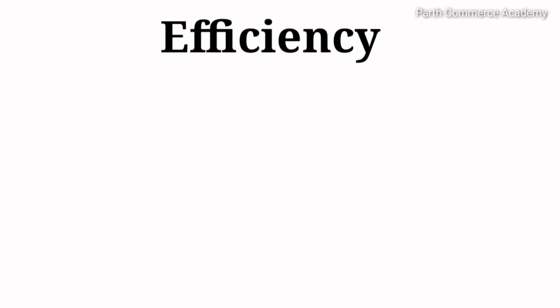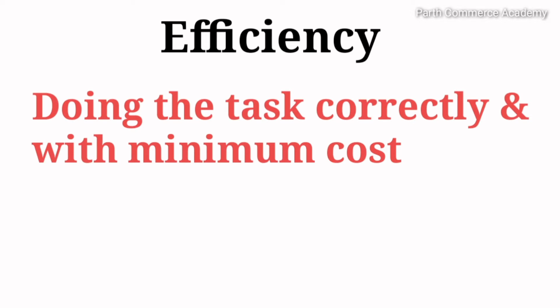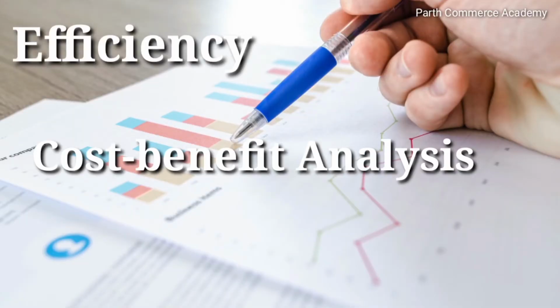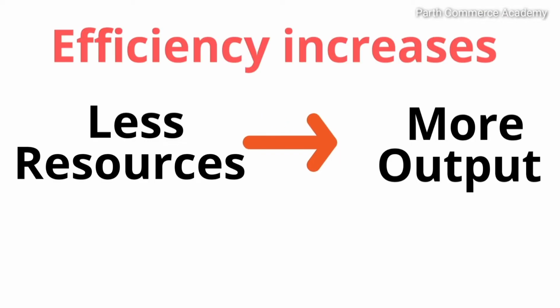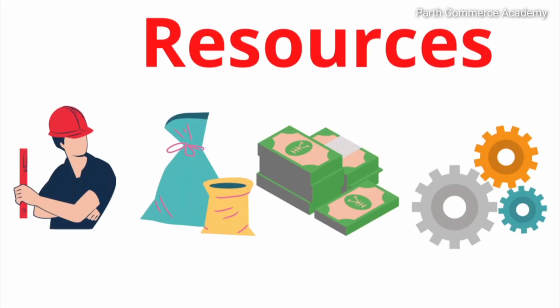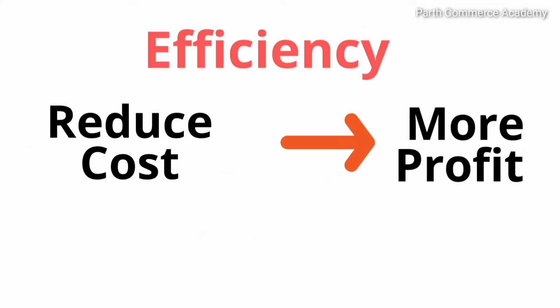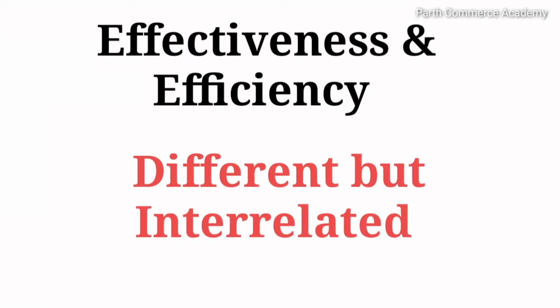And the last word is efficiency. Here efficiency means doing the task correctly and with minimum cost. Efficiency includes cost benefit analysis and the inputs and outputs relationship. Efficiency increases by using fewer resources and giving more outputs. Here resources means man, material, money, and machinery. So, management is concerned with the efficient use of these resources because they reduce the cost and ultimately it leads to higher profits for the organization.